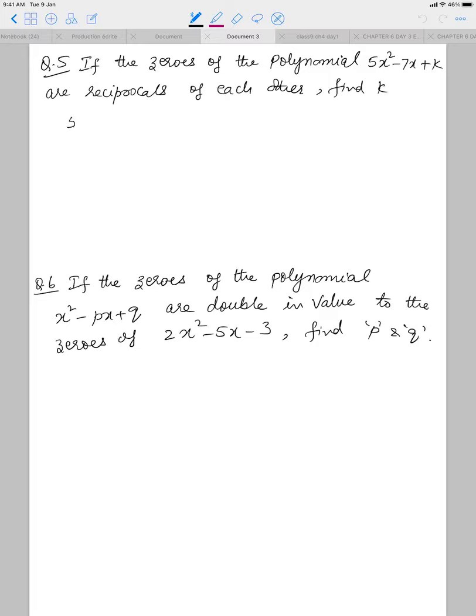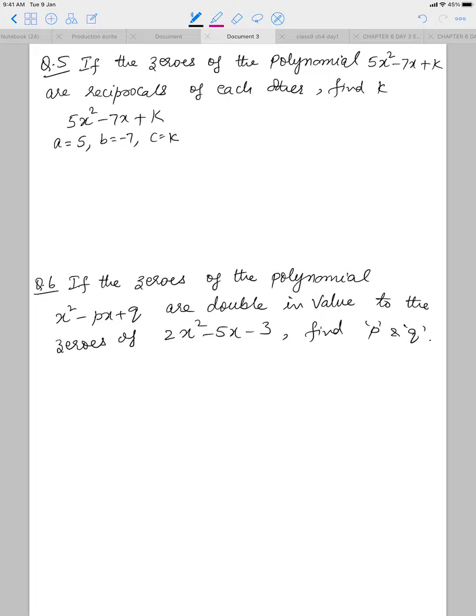Let me first write down the polynomial 5x square minus 7x plus k. Now whenever you have to deal with the zeros of a given quadratic polynomial, first of all let us assume the zeros. Now in this case, before assuming the zeros, let me just write what is a, b and c. A is 5, b is minus 7 and c is k in this case.